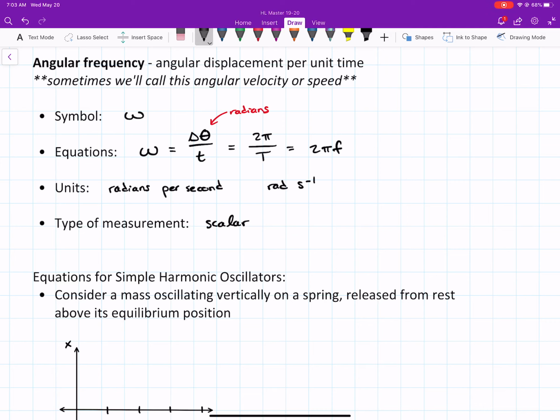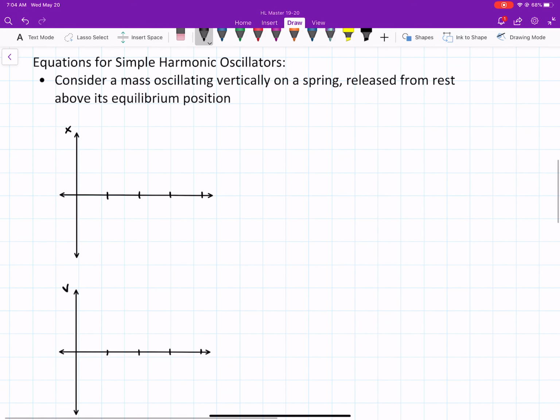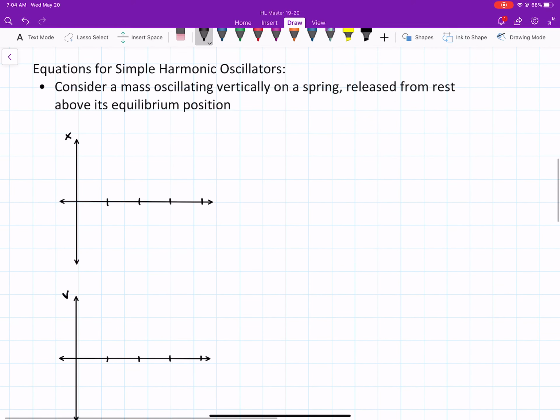Okay, so again, we need to make sure we understand what angular frequency is before we move on to this next part. And I'm going to be using that a little bit in these equations. So if we look at this next example, because it's easier to talk about the equations given some example, we're going to imagine that there's this mass that's going up and down on a spring. Again, like we looked at last time, it doesn't really matter if it's going up and down or horizontally.